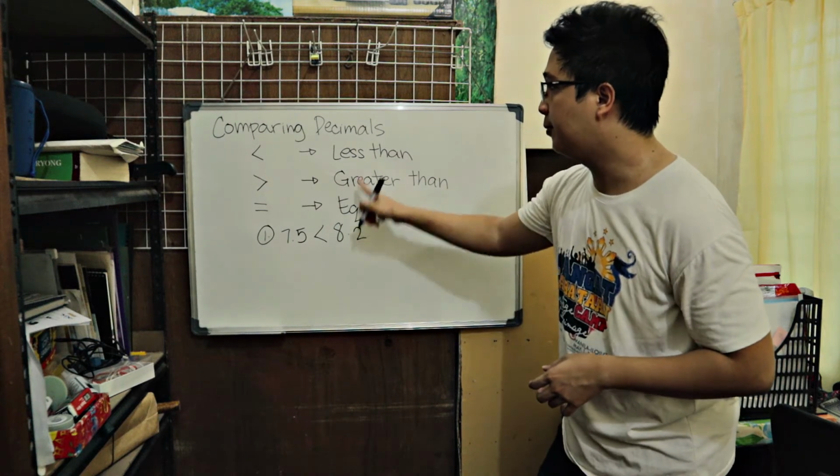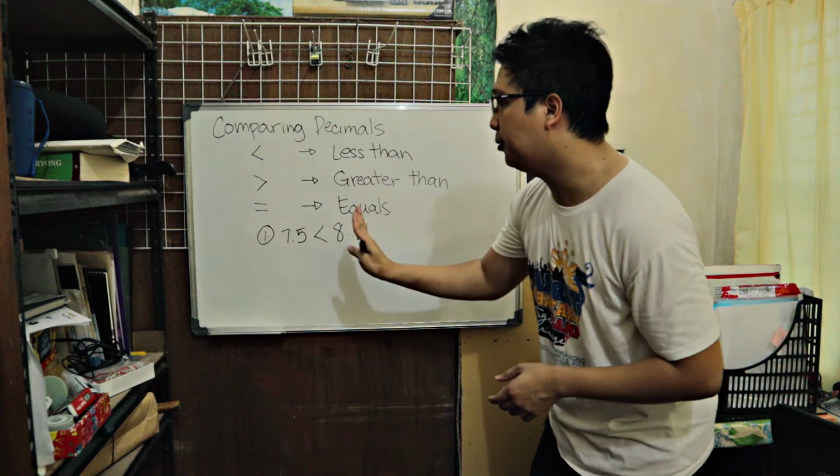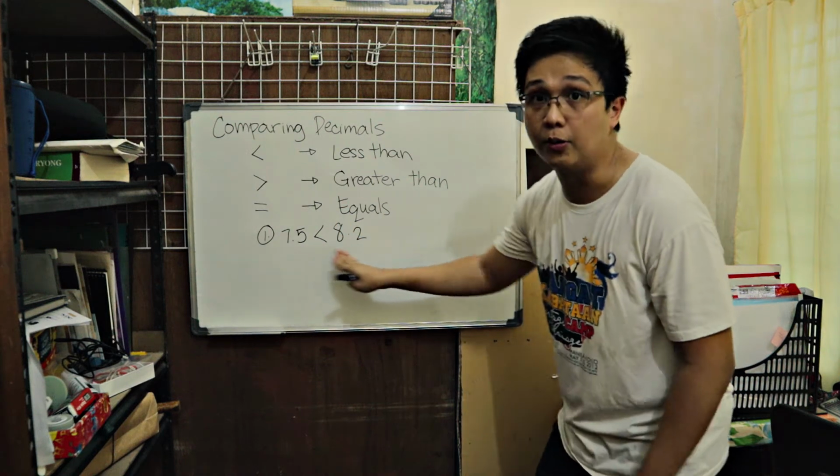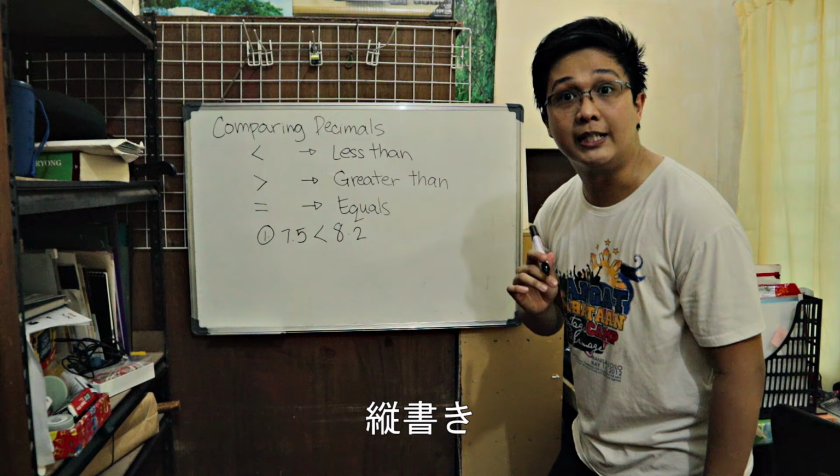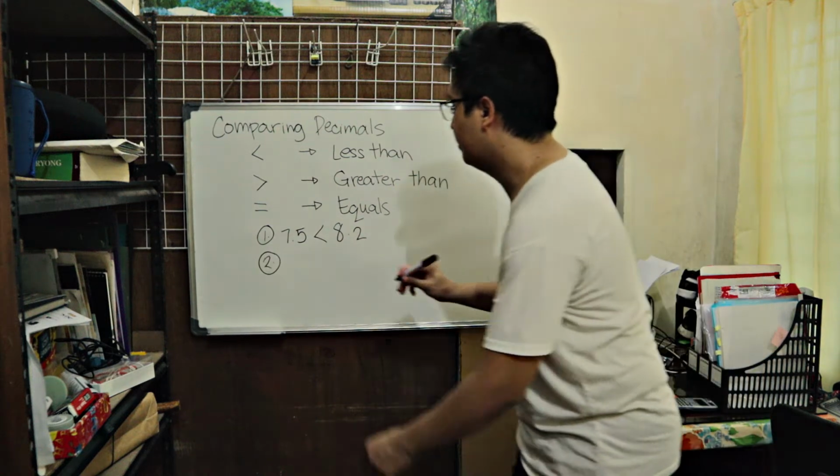So ato nga gamiton na symbol is the less than symbol. Gasugod kita basa always from the left going to the right. Unless you're Japanese. Let's try another example.